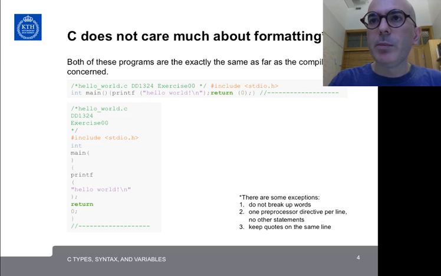One important point about C is that C is not very sensitive to how you format your code. Both of the two programs presented on these slides are exactly the same as far as the compiler is concerned. Of course, there are exceptions. For instance, do not break up words. Use one preprocessor directive per line, and keep quotes on the same line. You cannot split a string on two lines.